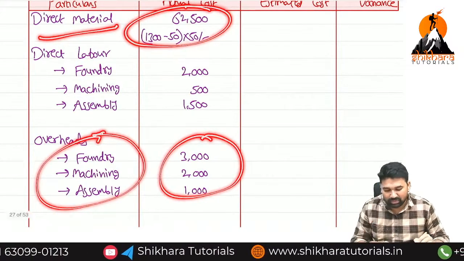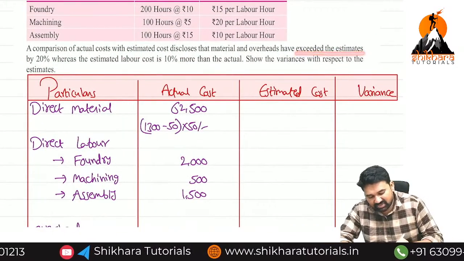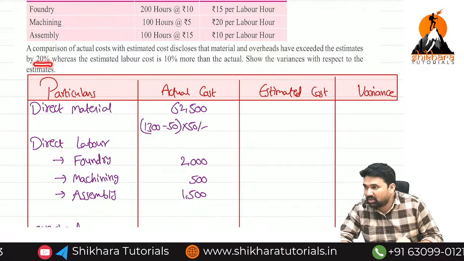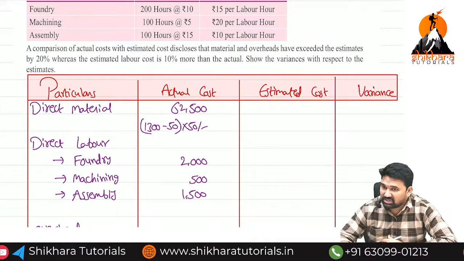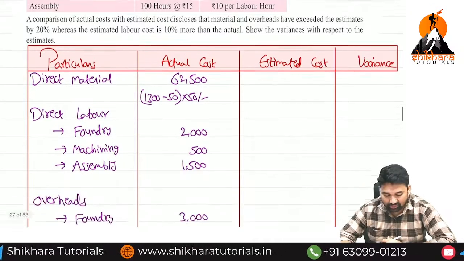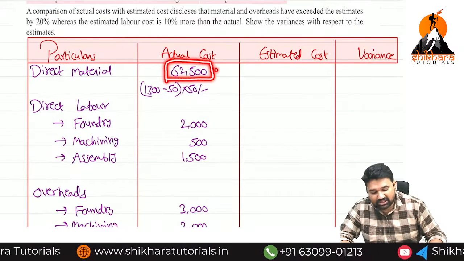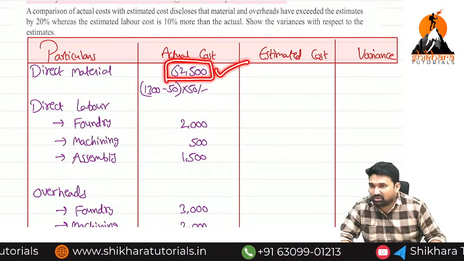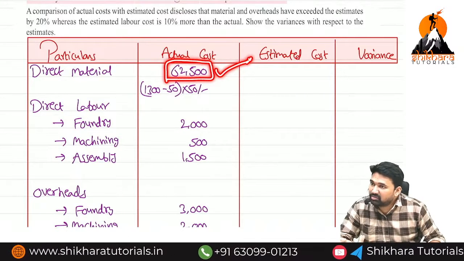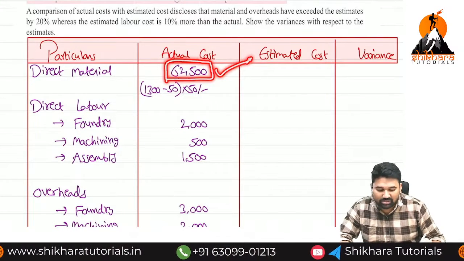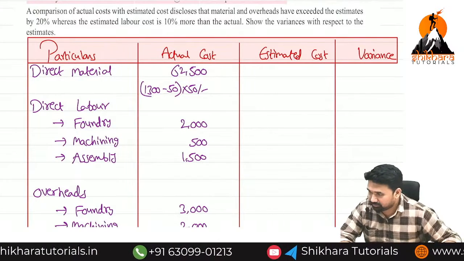Here, material and overheads have exceeded the estimates by 20%. Exceeded by 20%. Listen carefully. 62,500 is the actual cost. It has exceeded the estimate by 20%. Then how much is the estimate? Listen, very important, listen carefully.